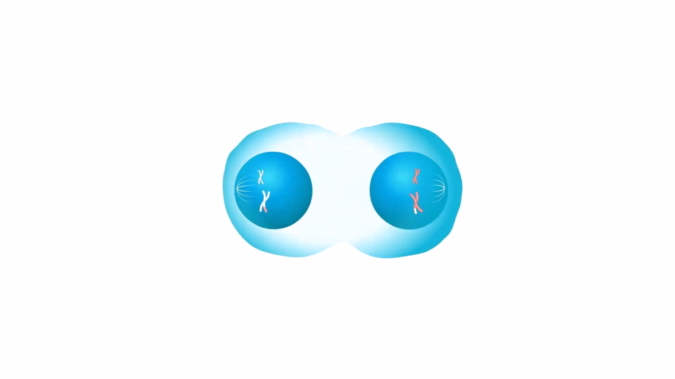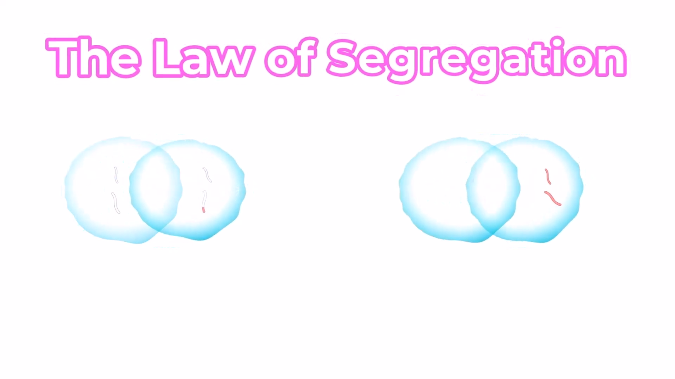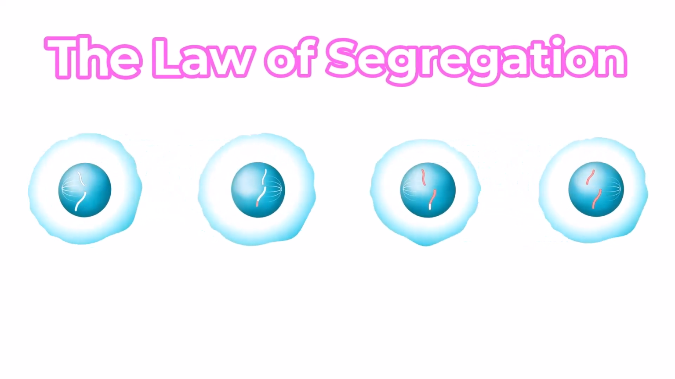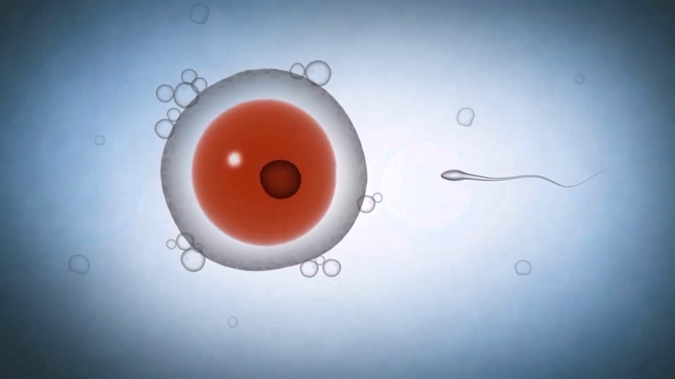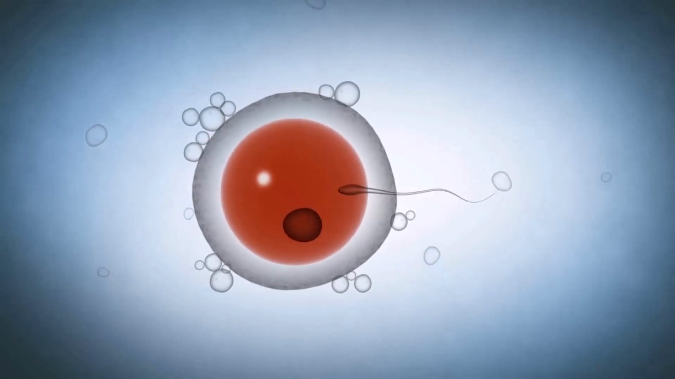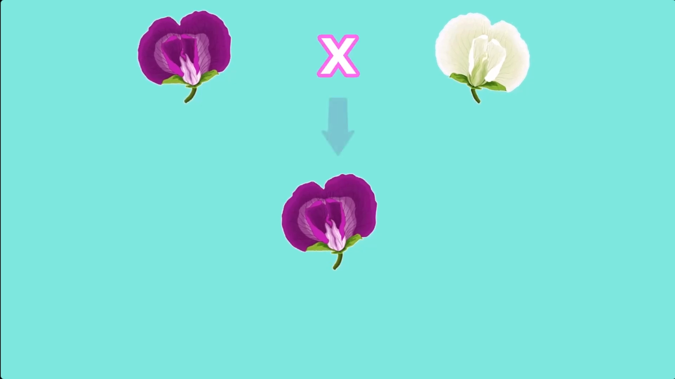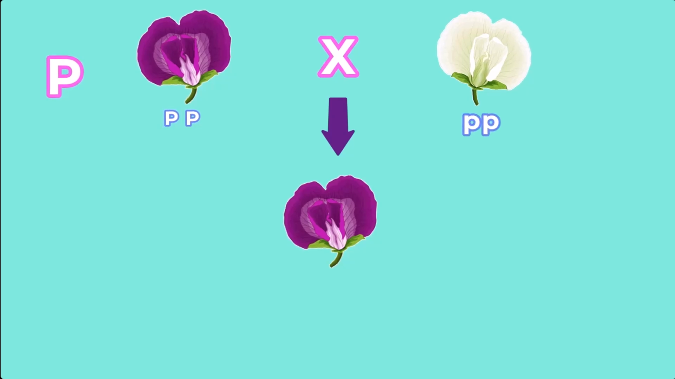A sperm or egg only carries one allele for each inherited character because the 2 alleles for a character segregate from one another during the production of gametes in meiosis. This statement is called the law of segregation. When sperm and egg unite at fertilization, each contributes its alleles, restoring the paired condition in the offspring. Mendel's hypothesis predicted that alleles segregate during gamete formation.